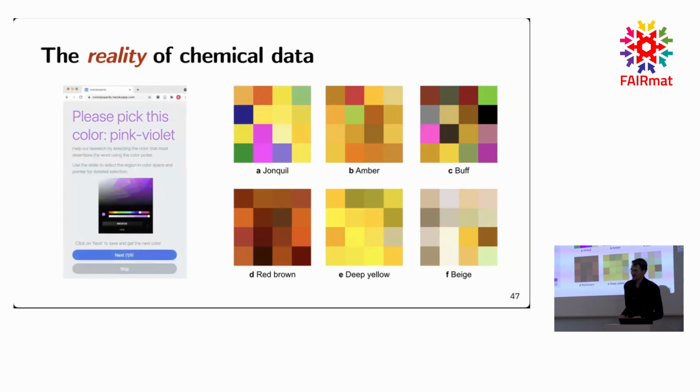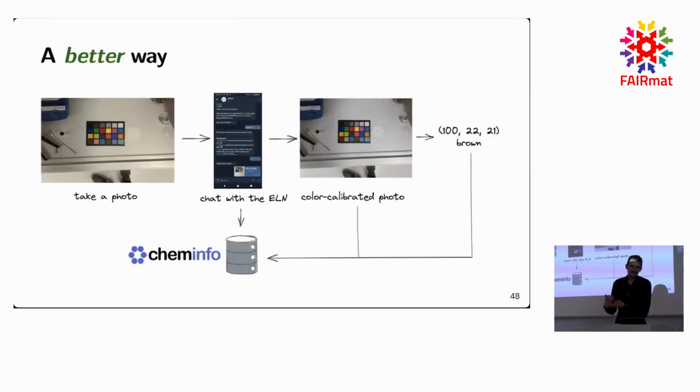So what do we do in this case to make it better? It's a nice solution and easy to show, because we can just get a chatbot, a Telegram bot or something, and take a photo with a calibration card. Then we have a tool that takes this image, finds the compounds in there, and calibrates the color. And in the end, we actually have numbers to look at, not only text, and we put this all in the database.